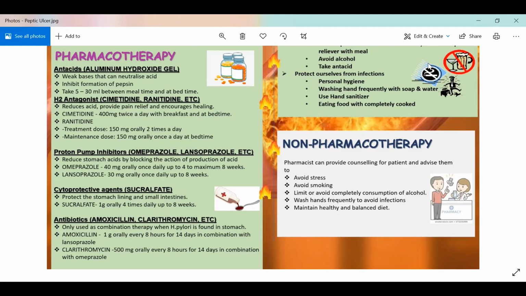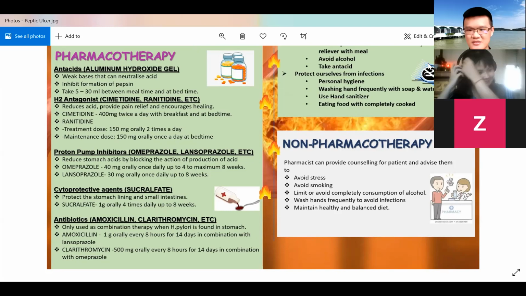Okay, thank you to the group. The poster is very good. So we have to avoid nasi lemak, we should stop eating sambal, only eat nasi. Yeah, avoid sambal.